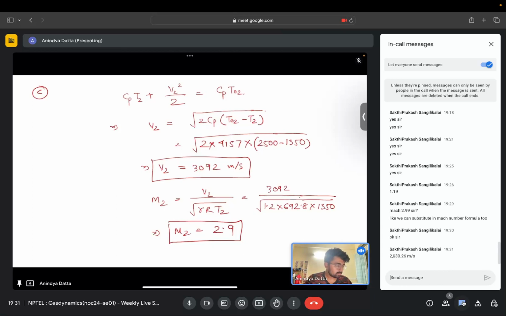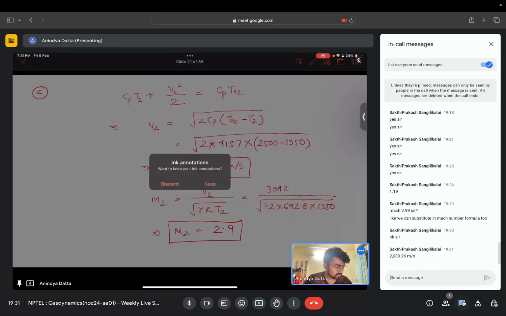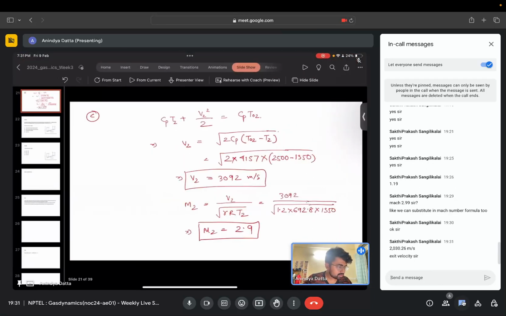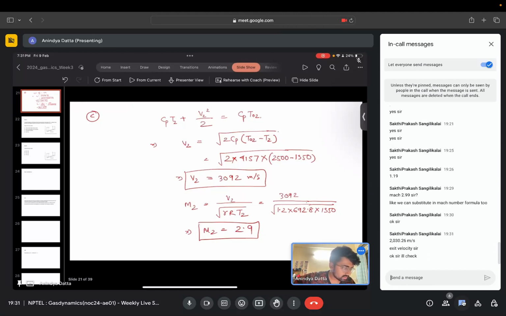Let me also show the other approach. Shakti, please check the values correctly. I took this problem from the book by Anderson, so I haven't checked the calculation; hopefully it is correct. So please recheck your values once.